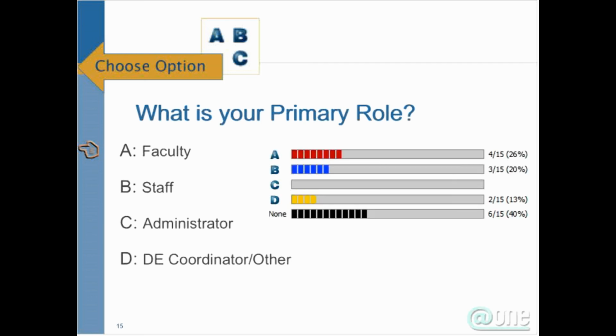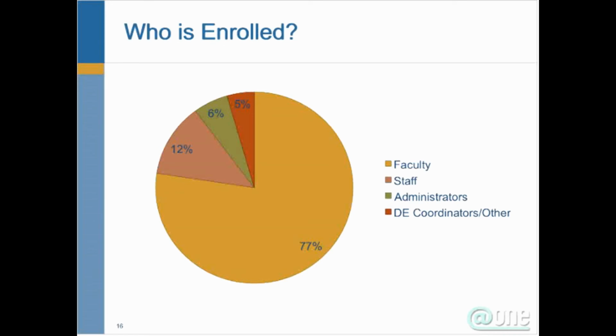All right, so it looks like primarily participating today we have faculty, but we have quite a few staff members and some other people, DE coordinators or other governors at their institution. Doesn't look like we have any administrators joining us today, so that's okay. The reason we ask you is because we want to see what the distribution is. When we look at who's enrolled in our program right now, you'll see that about 77% are faculty members, which is pretty much in line with what we saw today. Again, the majority of the people participating are faculty members.